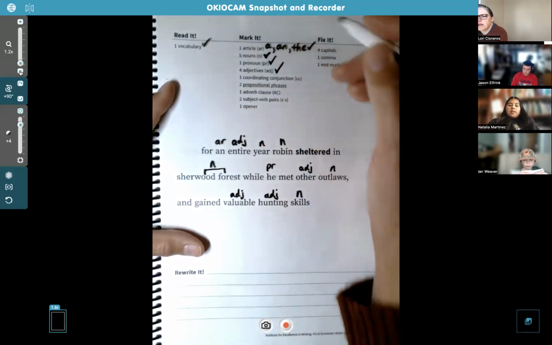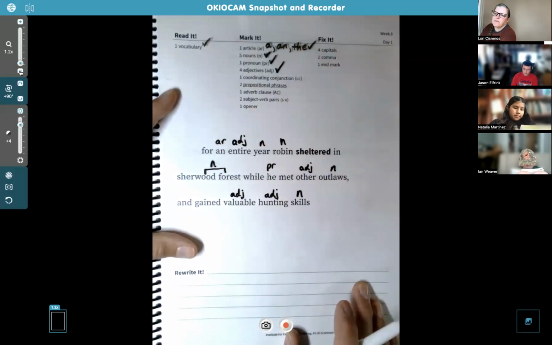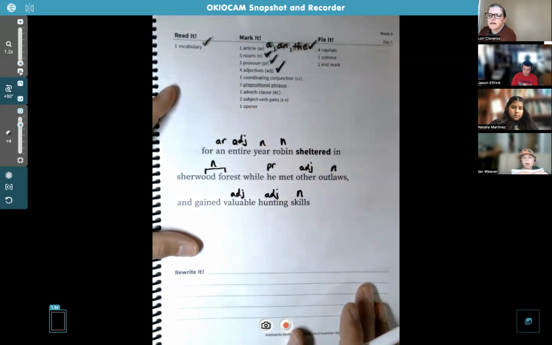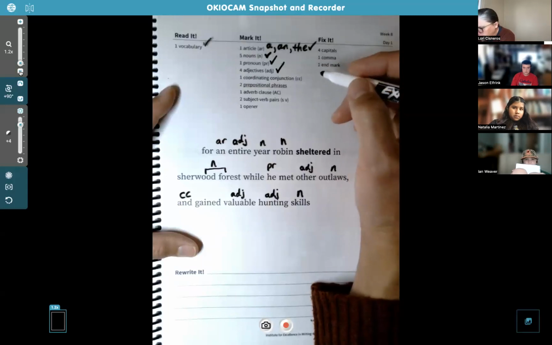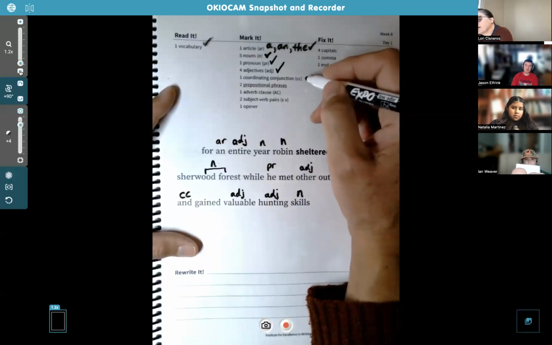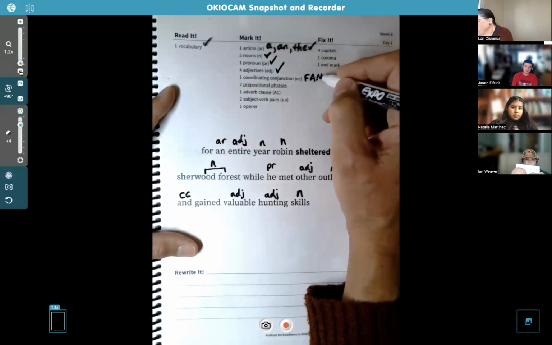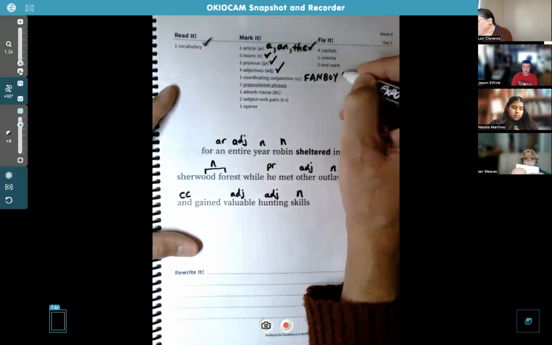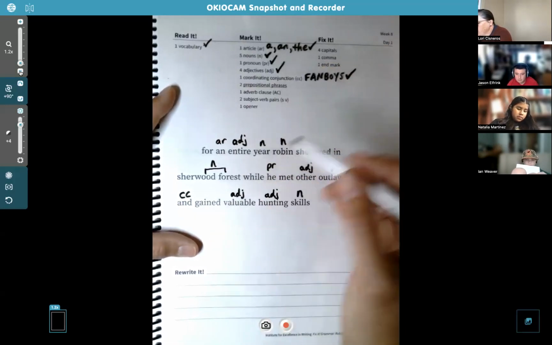Got that. Okay, Ian, what about the coordinating conjunction? Which one's that? And. Good. Do you remember, Ian, what the acronym is for that? Fanboys. There you go. So just put a note here for yourself, fanboys. Good. And we got it. You're right. It's and. So put CC on top of and.